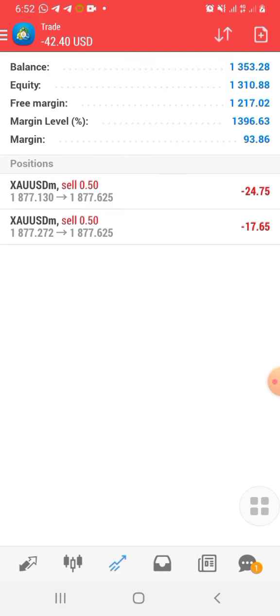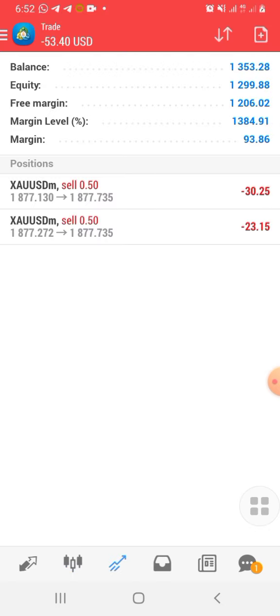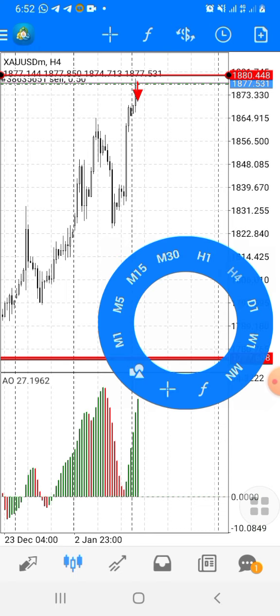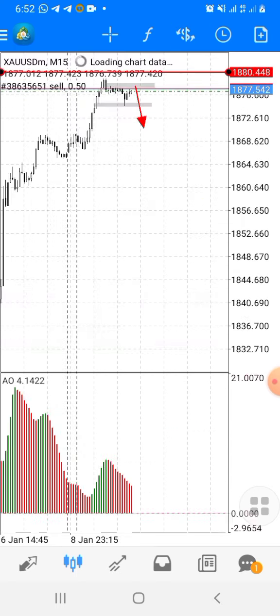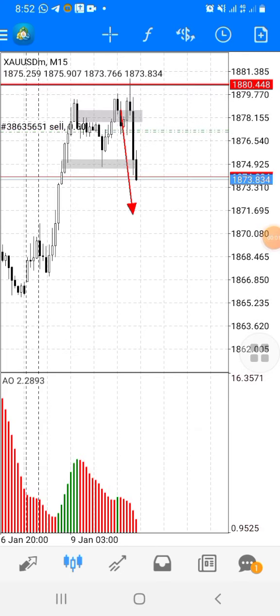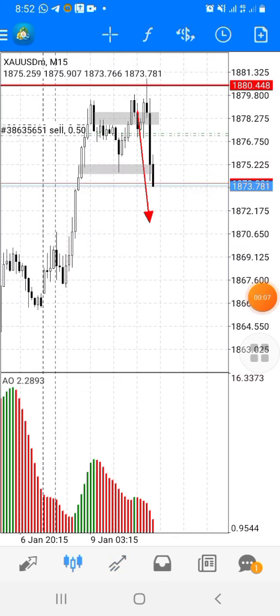We are in a trade right now. We are in a $42 loss. We are in a very big loss right now. So guys, let's watch out. Yeah, now here we are right now. This is what we got, $300 already. Just like that, guys. That is how we do it here.